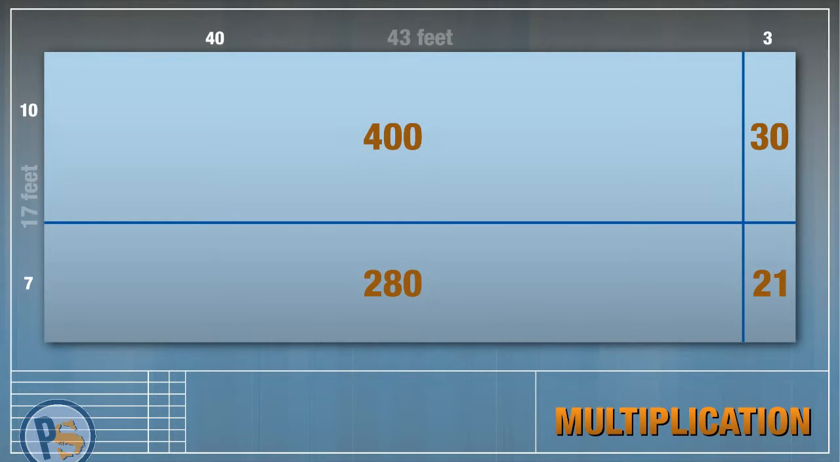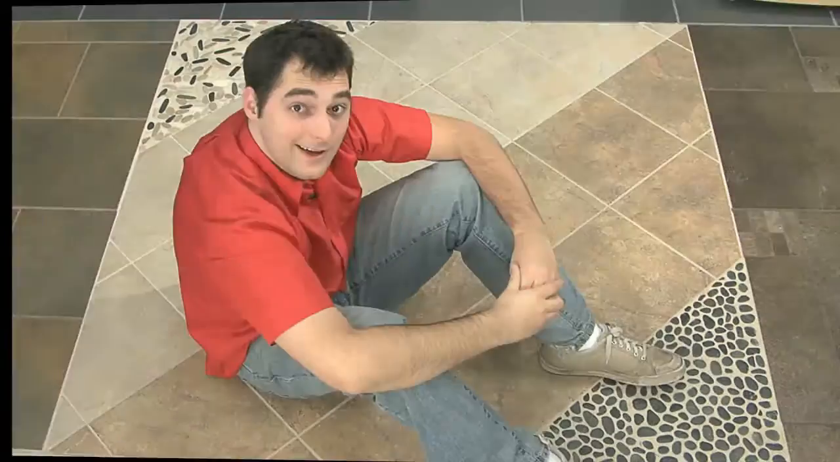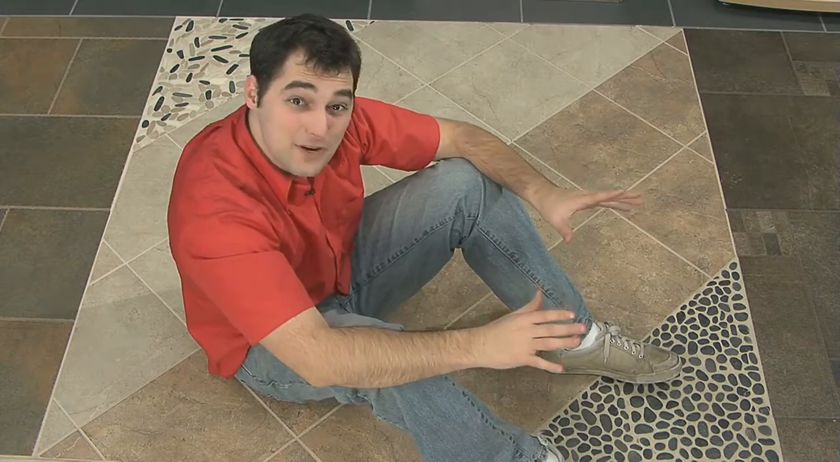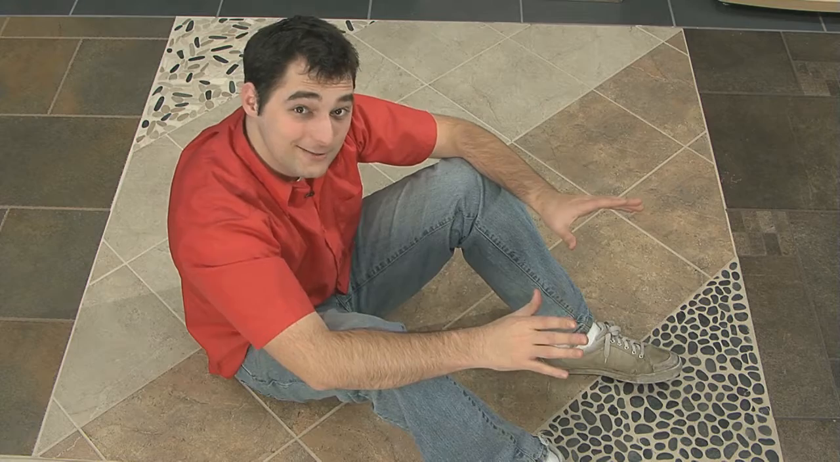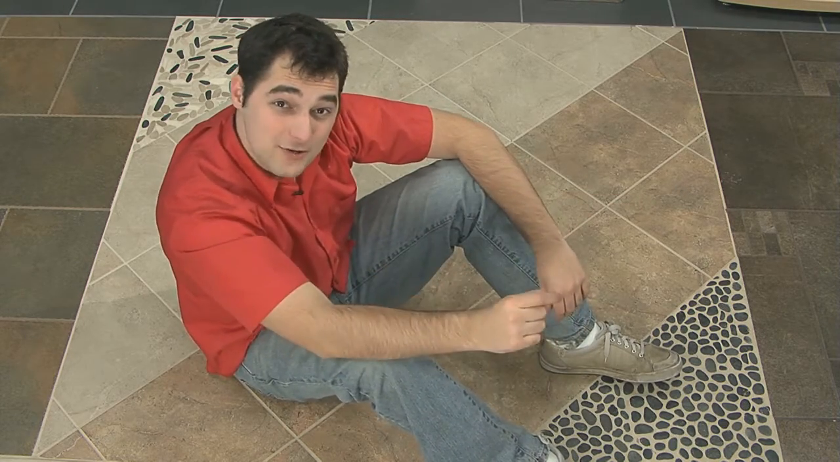Next, we add the 4 areas. 21 plus 280 equals 301, and 30 plus 400 equals 430. So our total is 731. You can use an area model anytime you need to make sense of the multiplication procedure. Let's look at our problem again, and this time record a standard procedure as we explain why it works.